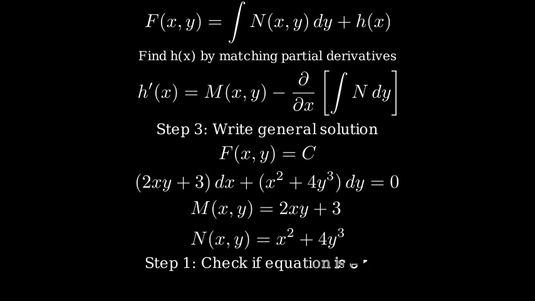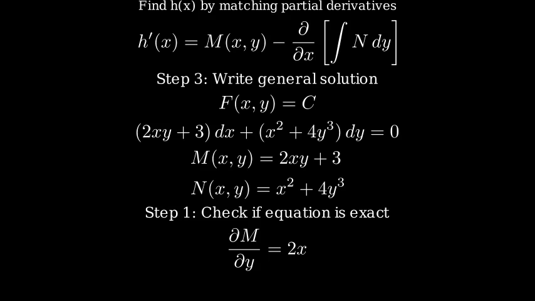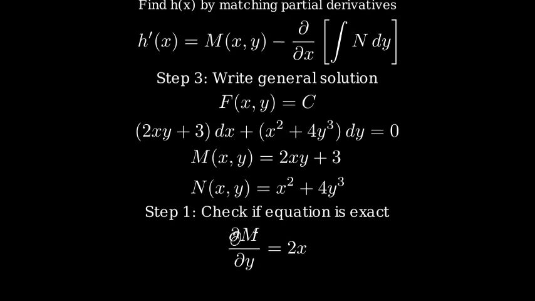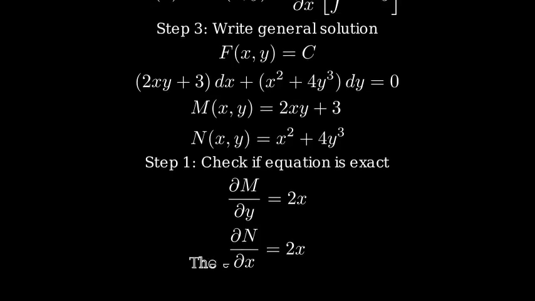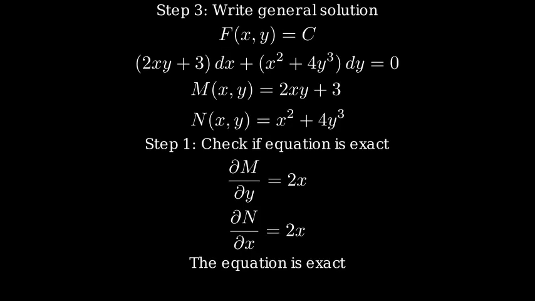Step 1. We check if the equation is exact by comparing partial derivatives. The partial derivative of M with respect to y is 2x. The partial derivative of N with respect to x is 2x. Since these are equal, the equation is exact.